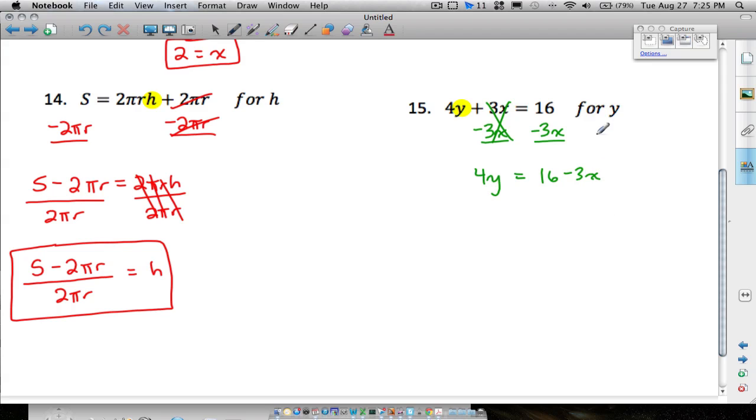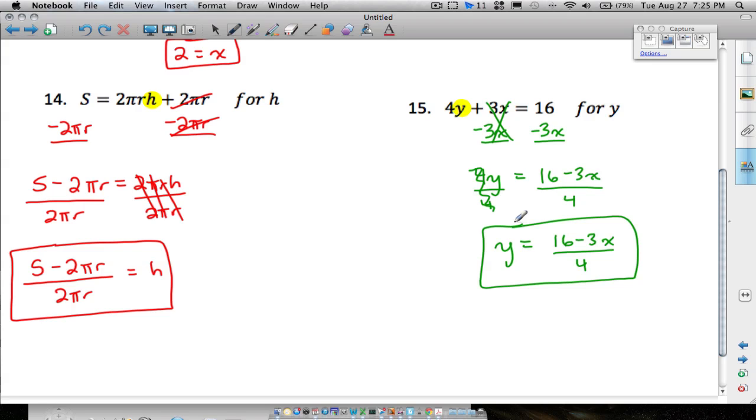And now the last step here to get y by itself. The y is getting multiplied by 4, so the inverse operation is to divide both sides by 4. And just notice I'm doing a long division bar. Those 4's cancel out. That leaves you with y is equal to 16 minus 3x over 4. And you can leave it just like that.